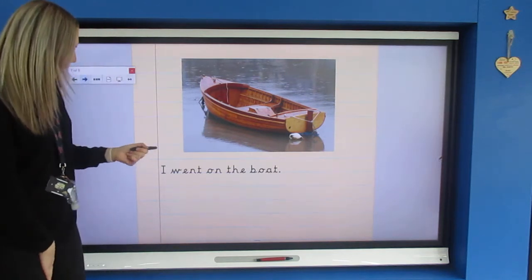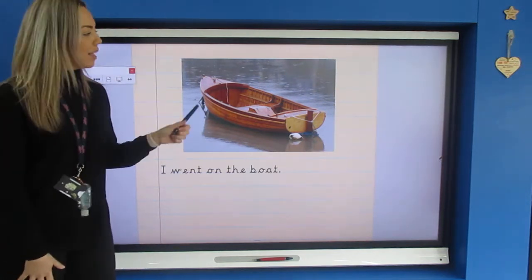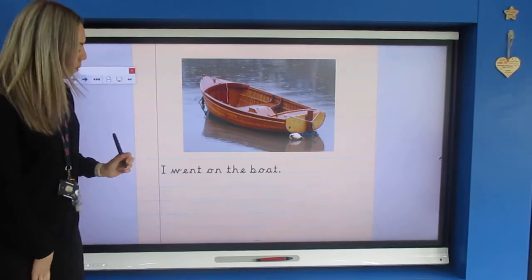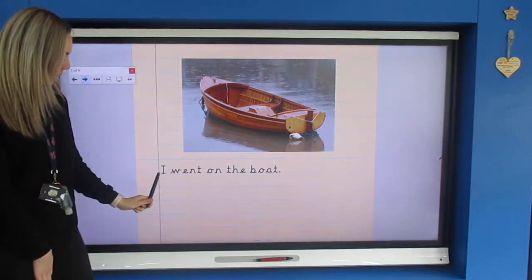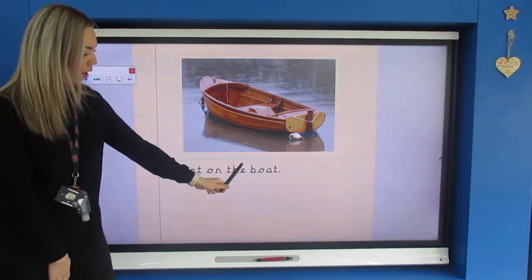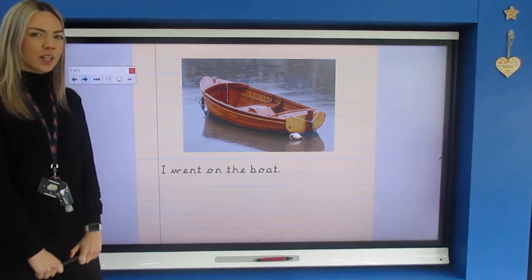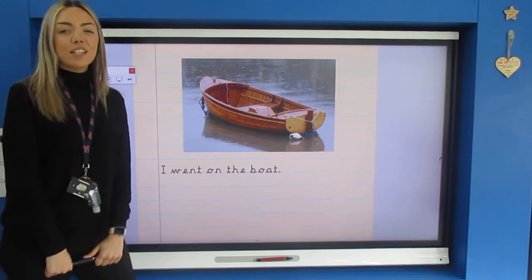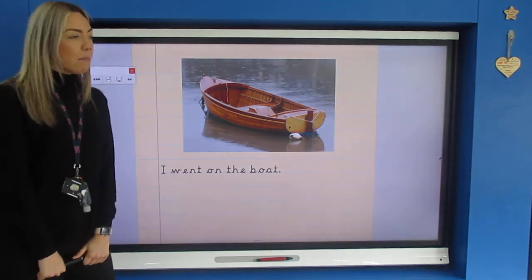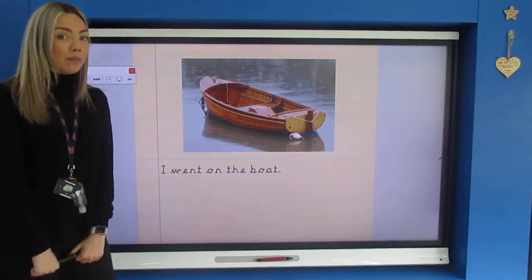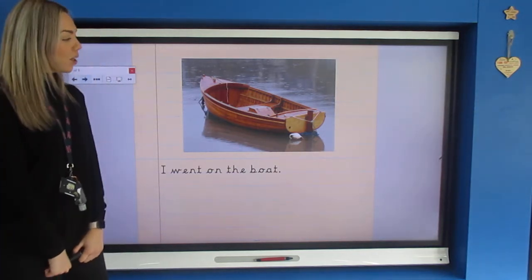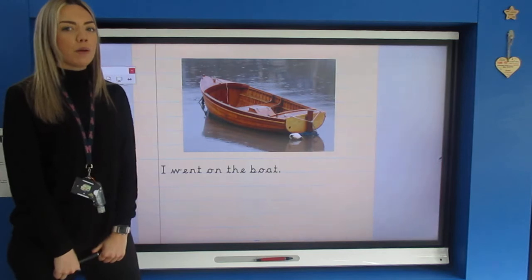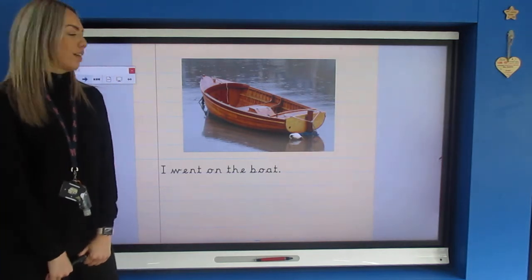So, again, once you've written down a list of your adjectives, we're now going to read our sentence. And our sentence says, I went on the boat. Okay? So again, it's a sentence, it tells us what I did, but it doesn't really tell me anything about the boat, does it? So to make it more exciting and to give me a little bit more information about the boat, we're going to add an adjective.